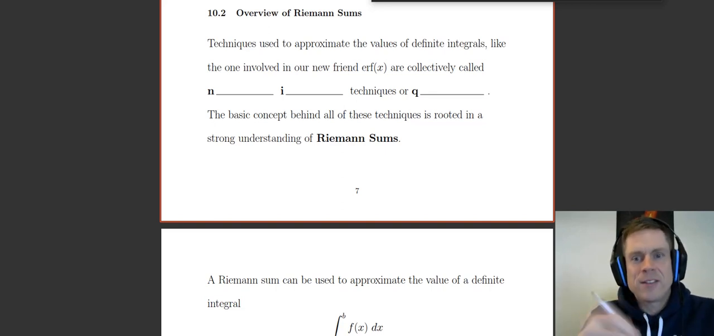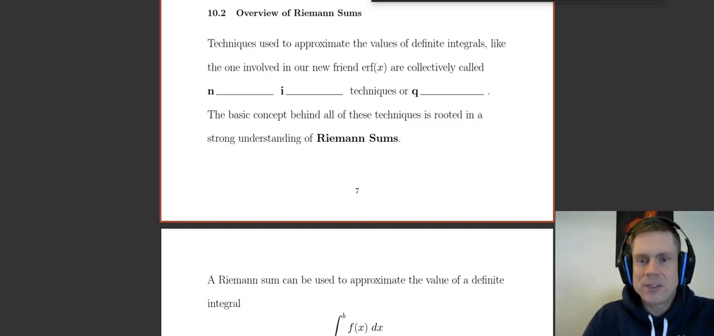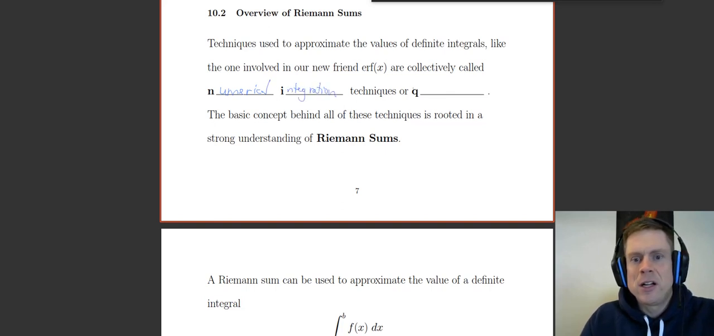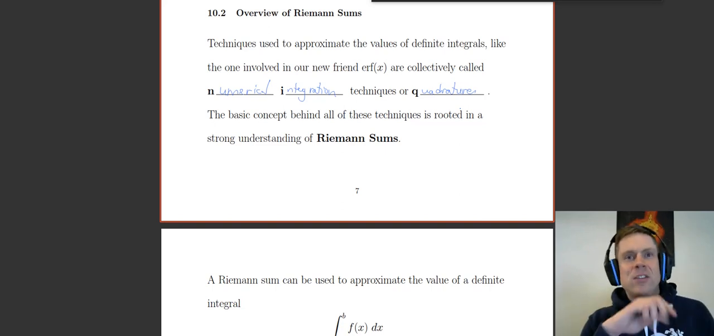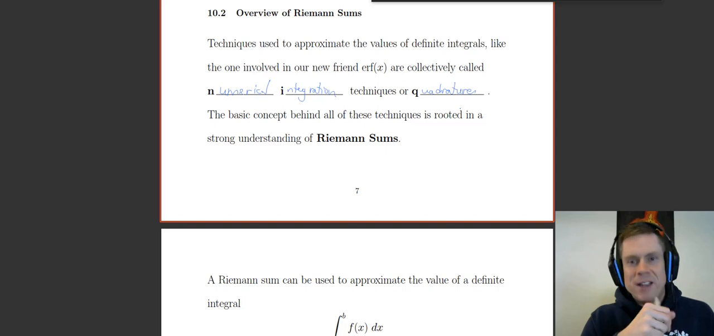Techniques used to evaluate all these integrals are called numerical integration. Numerical integration has another name. I'm not going to use it all that often, if at all, but just in case you see it in the future, quadrature is another word that some people use. But all of the techniques that we talk about are going to be rooted in the idea of a Riemann sum, which we should all be familiar with. So that's where I wanted to start with a little bit of review.